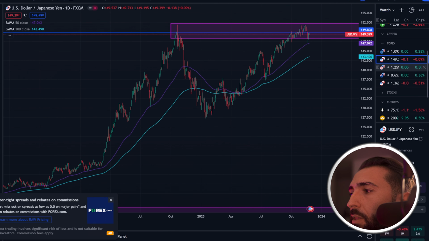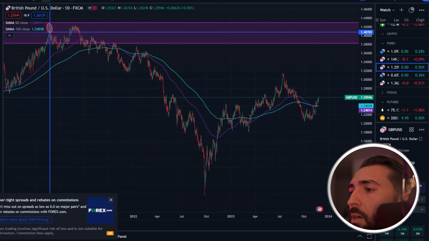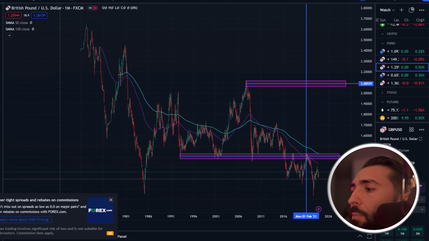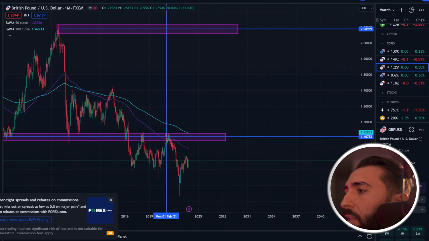All right, let's move on to the next chart. So here we have Great British Pound against the dollar. Let's start from a monthly and drop down. I really want to find an ideal situation where it would be exactly how I would play it in real life. So here you can see there's a clear downtrend.